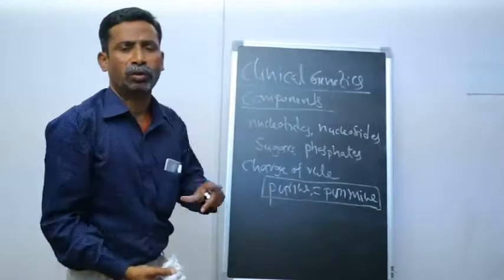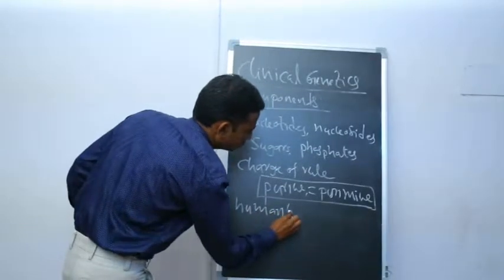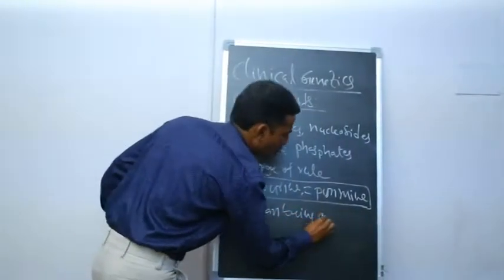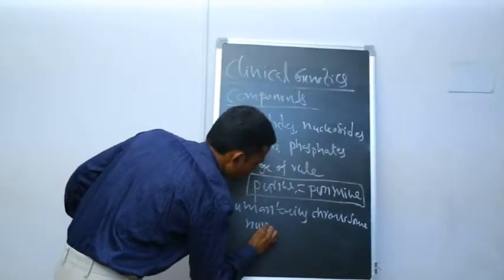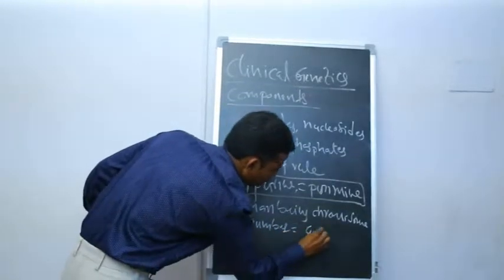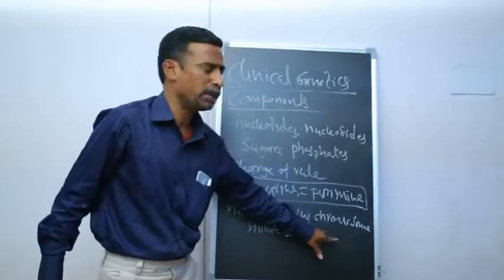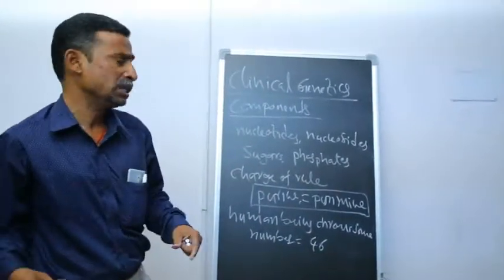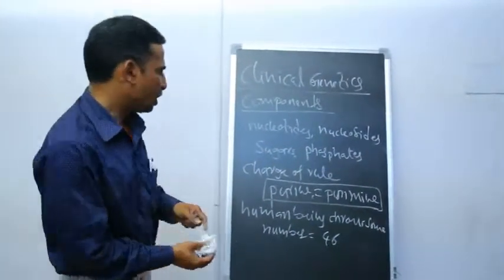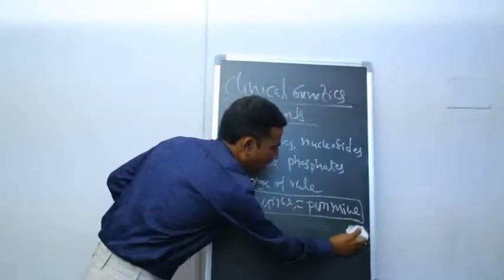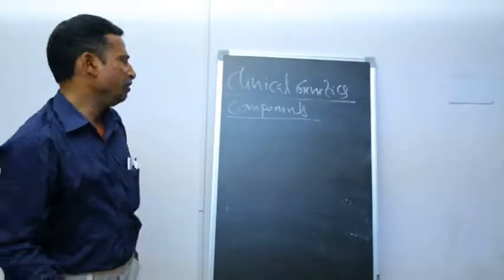But in human beings, the chromosome number is 46. In birds, animals and plants, it varies in different species of organism. Chromosome means a bundle of DNA fiber.